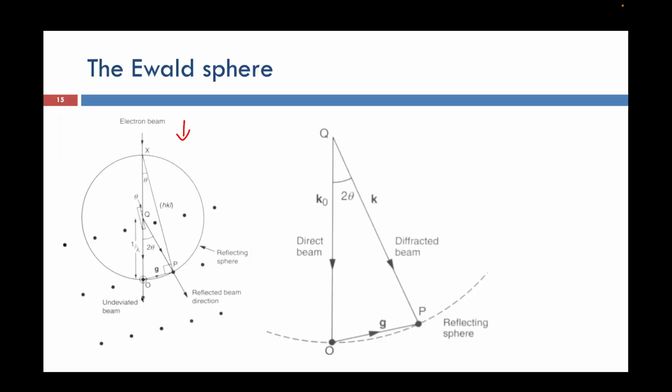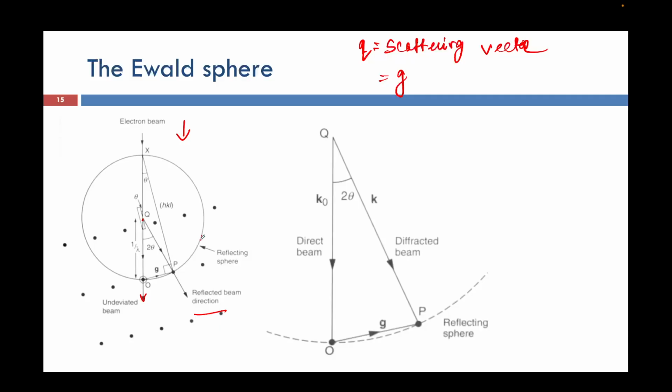So this is an undeviated beam. Earlier, when I was talking about X-ray diffraction, we were talking about Q as the scattering vector. From now onwards, in electron diffraction, we talk about the scattering vector as the G vector. Here this is the undeviated beam, and after the diffraction from this point, you can see this is the reflected beam, and this is the Ewald sphere.